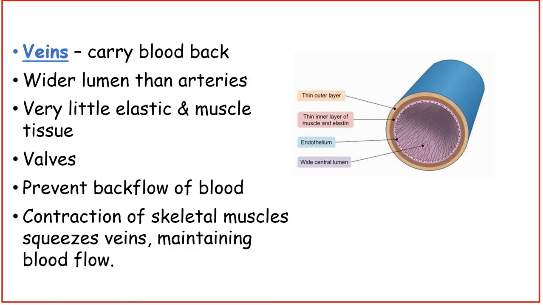Veins carry blood back. They have a wider lumen than arteries. There is very little elastic and muscle tissue. They have valves which prevent the backflow of blood. There is contraction of skeletal muscles which squeezes the veins, which maintains blood flow.